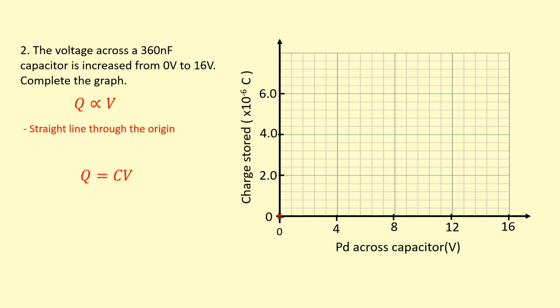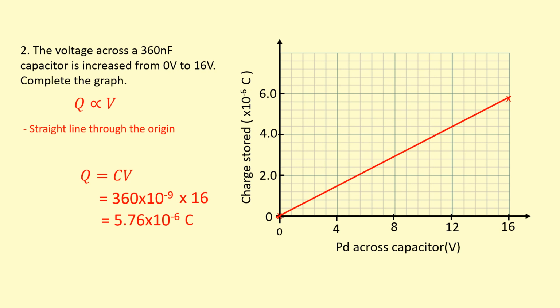Then I'm going to use the equation again with, let's use 16 as an example data point. So if I put in 16 and the capacitance, which is 360 nanofarads, so I'm turning that into normal farads, and multiply that by 16, the voltage, I get a charge that I can store of 5.76 times 10 to the power minus 6 coulombs. And then if I find that on the graph, that's over here, and I can join that using a straight line like so.